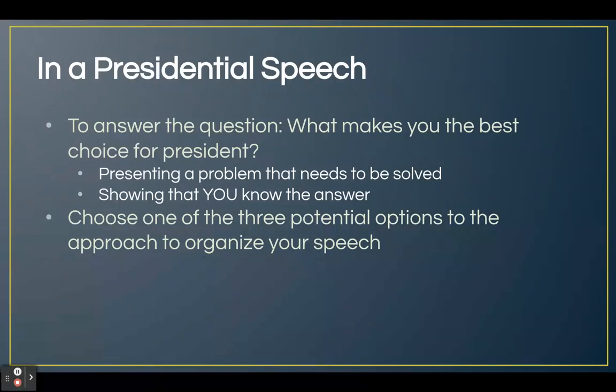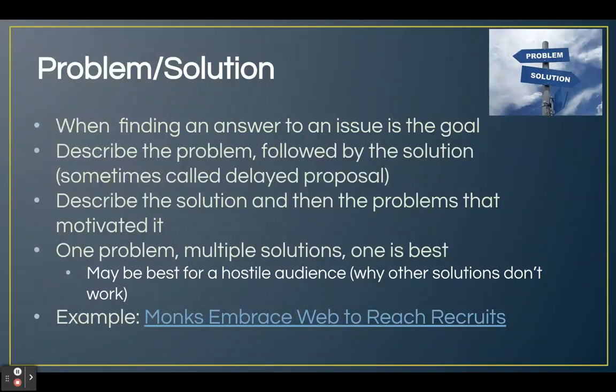So choose one of the three options to the approach to organize your speech. Either present the problem first, followed by the solution, describe what you want to do, and then what problems initiated that solution, or one problem with multiple solutions and why your idea is the best. I'm going to give you a hint. The easiest one is delayed proposal. Set out the problem, what are some of the problems we've encountered, and then how you attempt to solve it.